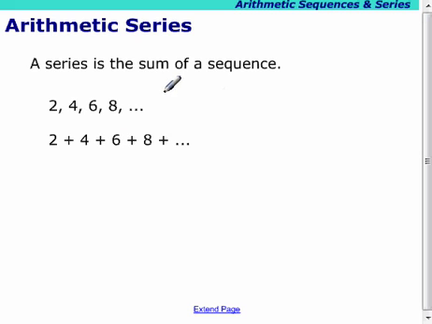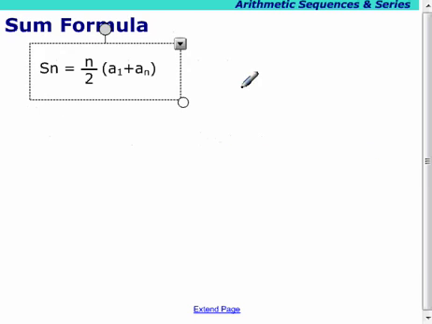Now, in addition to just describing a sequence and being able to find that pattern, it's also valuable to be able to add up a sequence sometimes. So here are 2, 4, 6, 8. There's an arithmetic sequence. First term's 2. Difference is also 2. If I were to add up each of the numbers in that sequence, I would call that a series. So if I add up the numbers in a sequence, I call that a series.